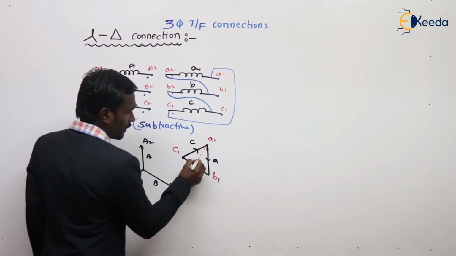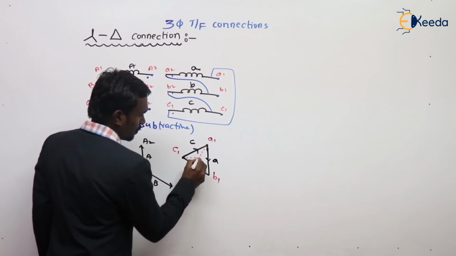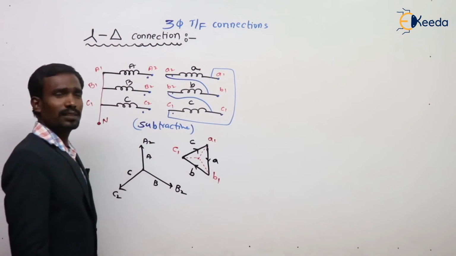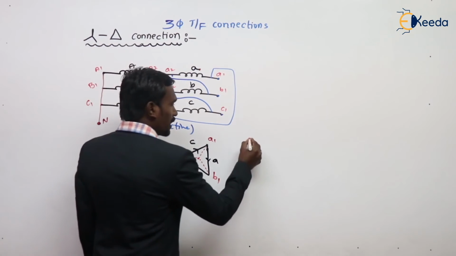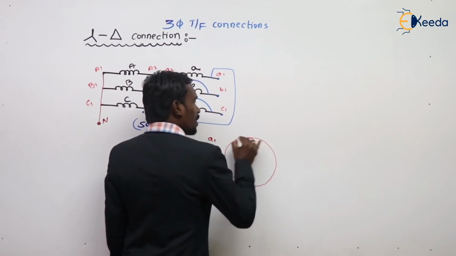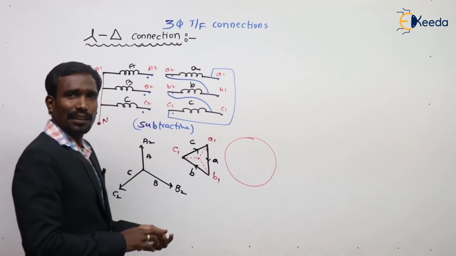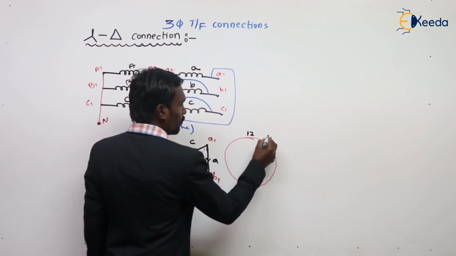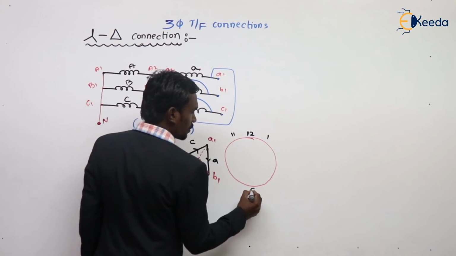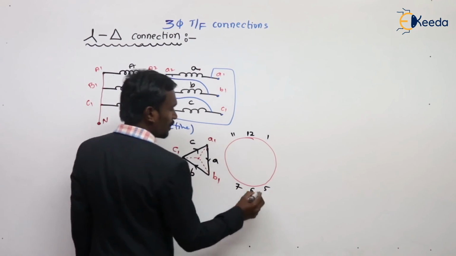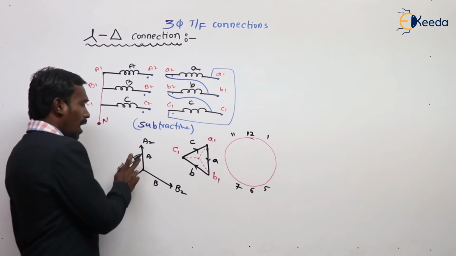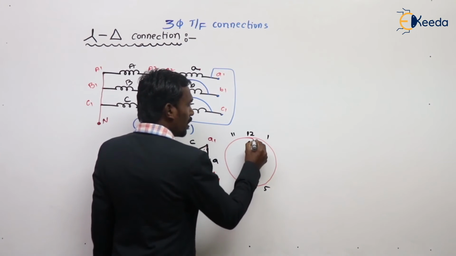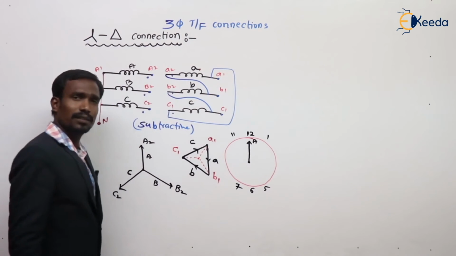Now take the configuration like this, and impose it on a clock. This is 12 o'clock, 1 o'clock, 11 o'clock, 6 o'clock, 5 o'clock, 7 o'clock. And this is always the reference, always at 12 o'clock.